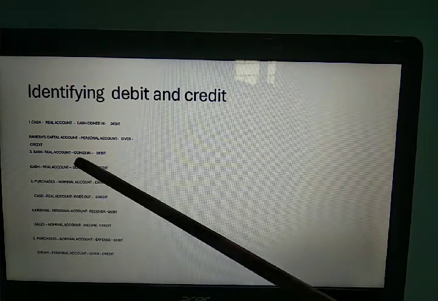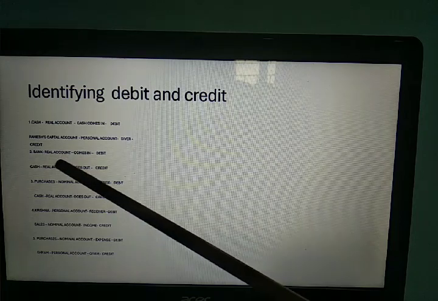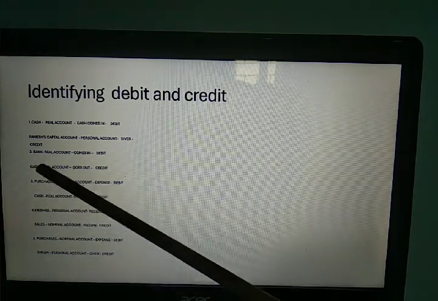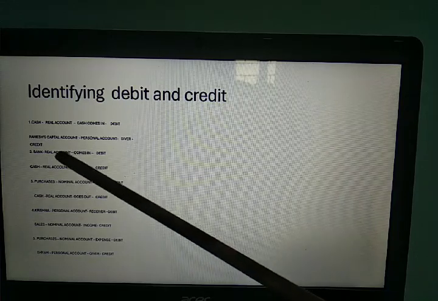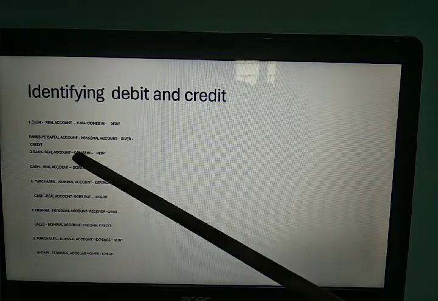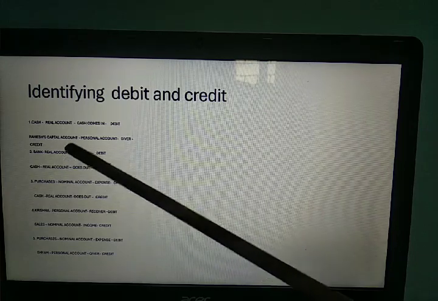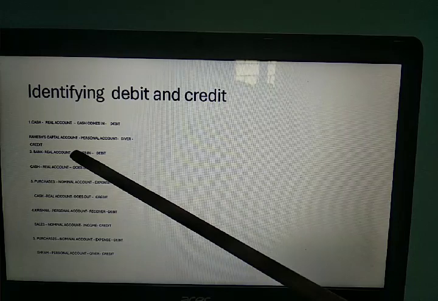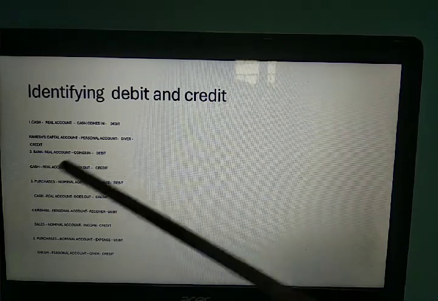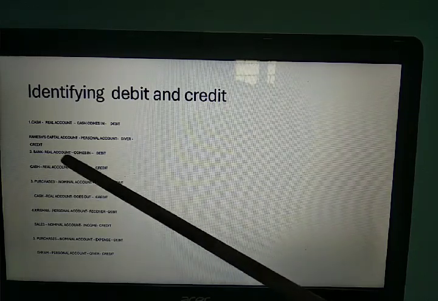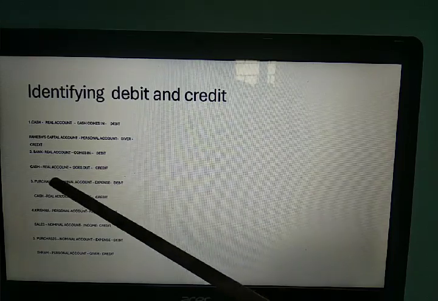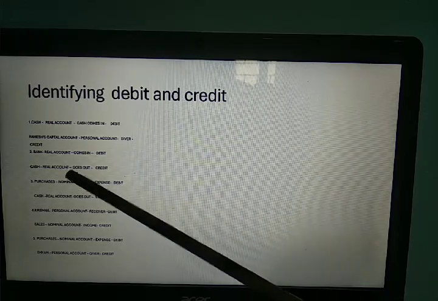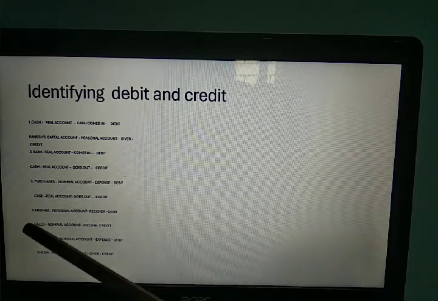Next, your cash deposited into bank. Here there are 2 sides, one is the bank account, another is your cash account. You know that bank account is a real account. As per the real account, when you are depositing into bank, cash is coming to your bank. So that means a real asset is coming in. That's why it is debit. And when you are depositing cash into bank, your cash goes out. Cash also is a real account, and by that concept of real account, what goes out is credit.